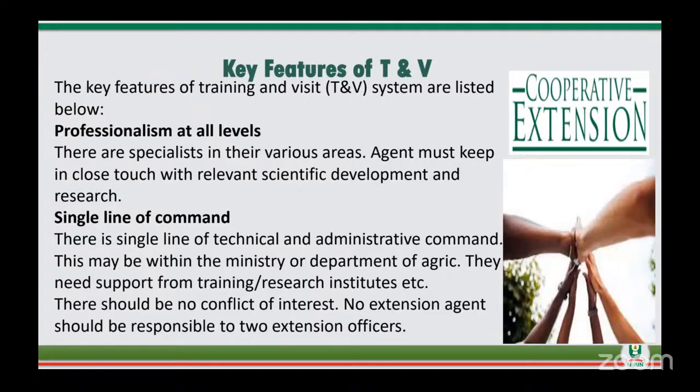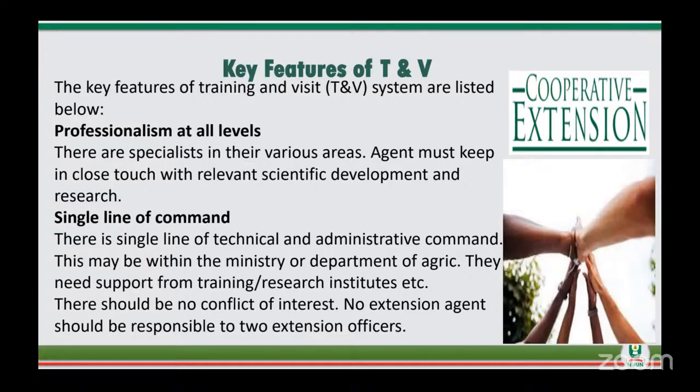Another is single line of command. There is a single line of technical and administrative command, with support from the training and research institute. There should be no conflict. No extension agent should be responsible to more than one person, so he must be reporting to one so that the chain of command can be clear.